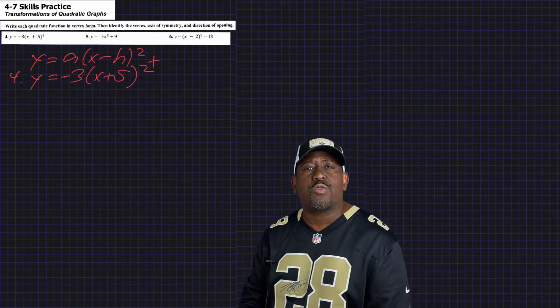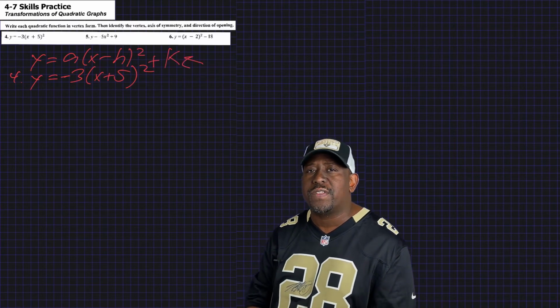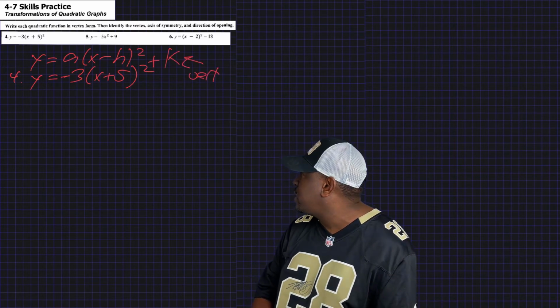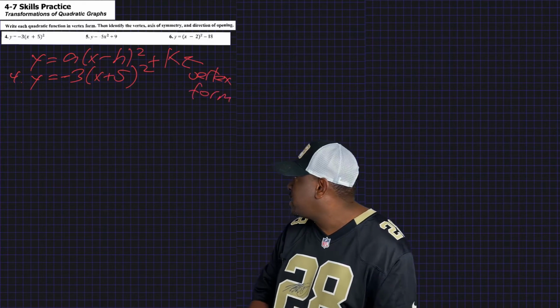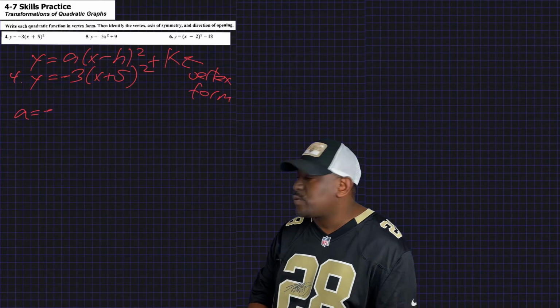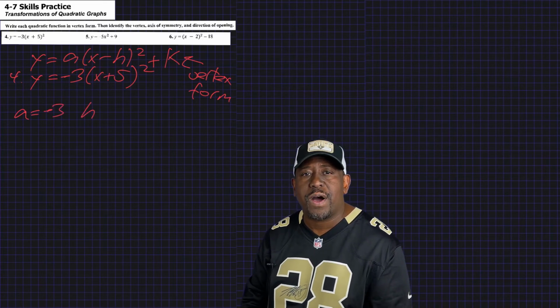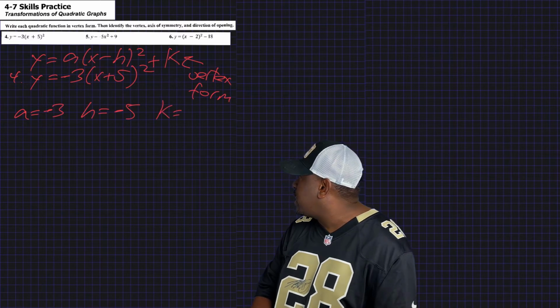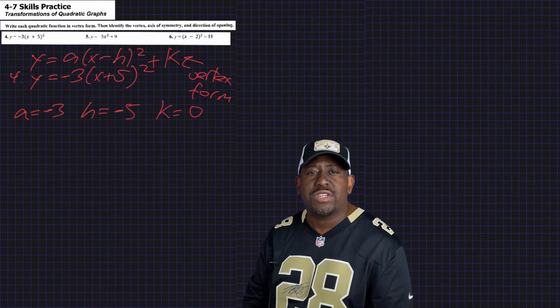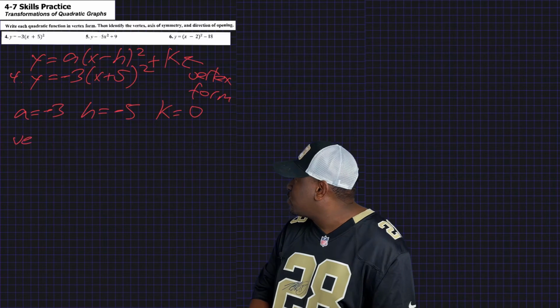First thing you want to do is write the vertex form above the particular quadratic you're doing, which is a times (x minus h) squared plus k. By doing this vertex form, we can pull out the major components, which are a, h, and k. a is equal to -3, h is equal to -5, k is equal to 0.